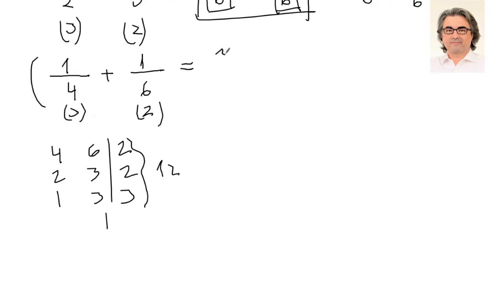3 times 1 is 3, 3 times 4 is 12, plus 2 times 1 is 2, and 2 times 6 is 12. So the result is 5 over 12. That's all. So we equalize the denominators of fractions in subtraction and addition operations at their least common multiple.